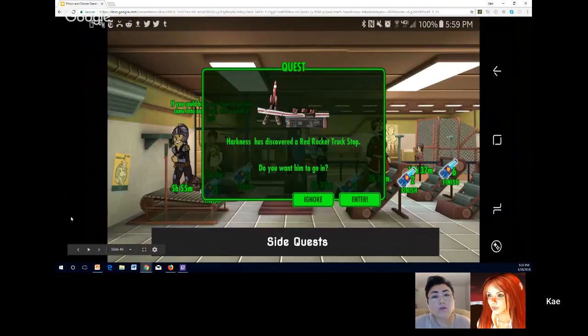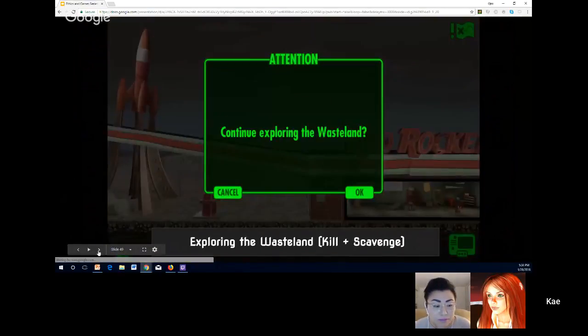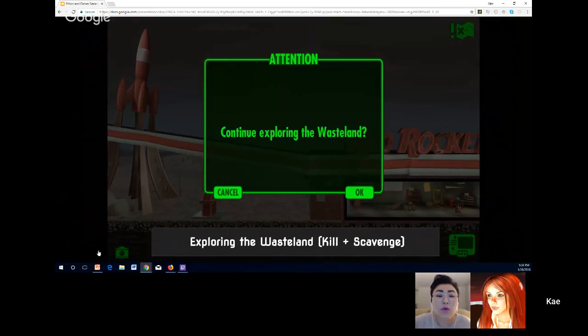And when you're playing inside the vault, sometimes there'll be side quests where the game will pull you out and say, hey, go on this quest to get caps. So that's what the screen will look like when it shows up. Next. Okay, so once you finish a quest, it will ask you to continue exploring the wasteland to get more caps. That's what that screen is.